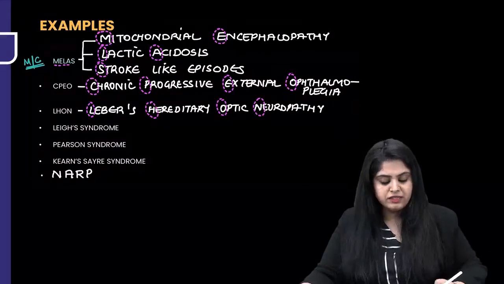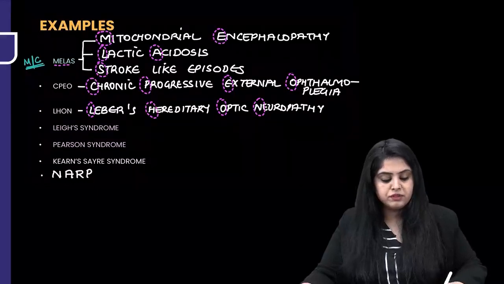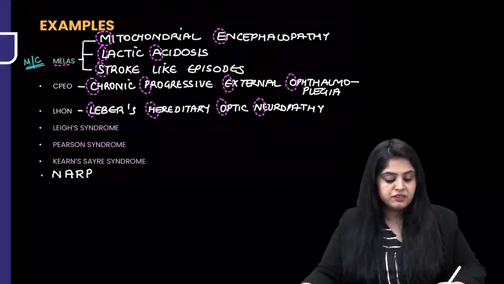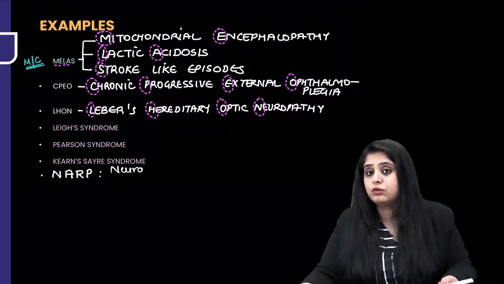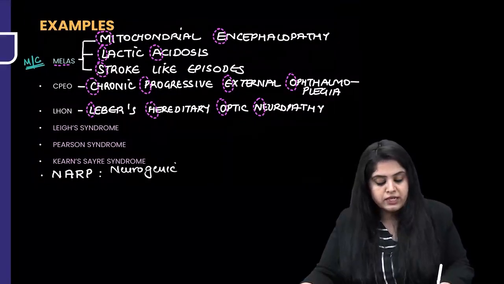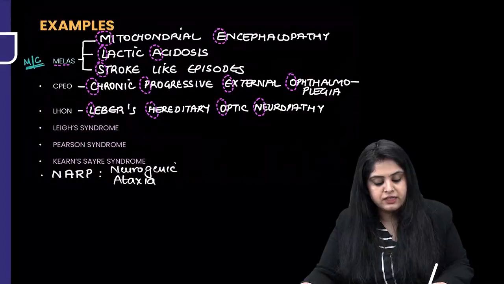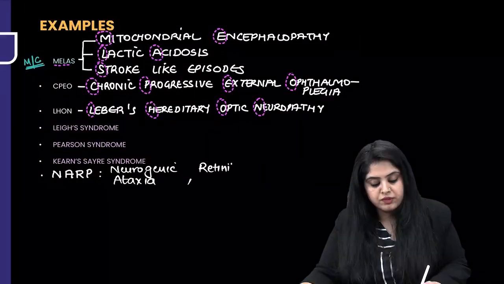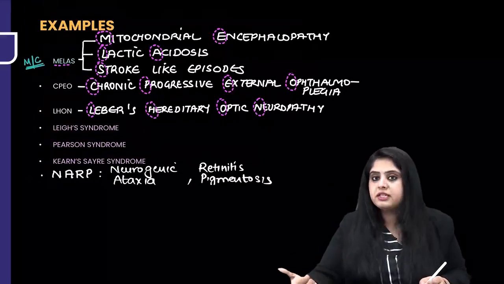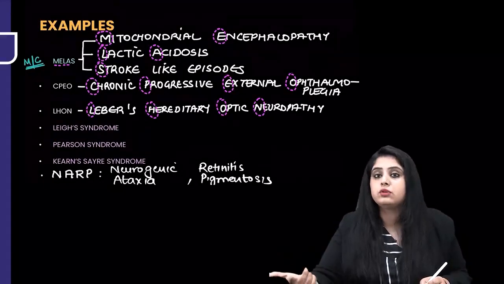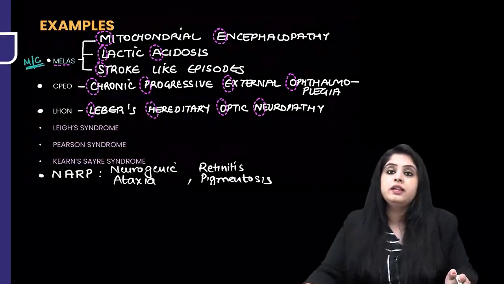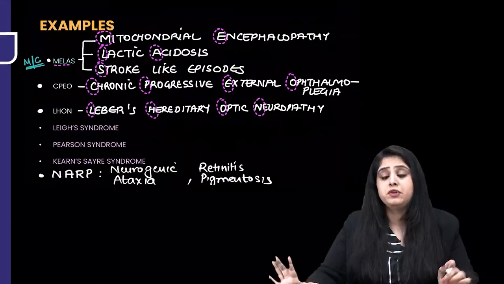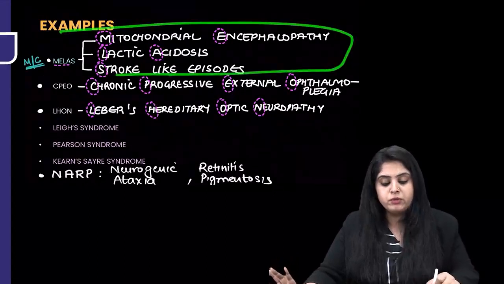Then there are some unheard of things, like Leigh syndrome, Pearson syndrome, Kearns-Sayre syndrome, and even a disease called NARP. You can very well notice NARP is also a full form. There is neurogenic ataxia, and there is retinitis pigmentosa. So there's also basically neuropathy. Neuropathy, ataxia, retinitis pigmentosa, so that makes NARP. All these short forms are going to be mitochondrial diseases, and the most likely question is going to be on MELAS.